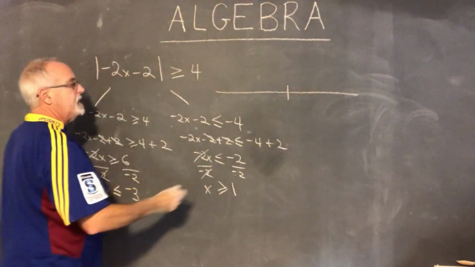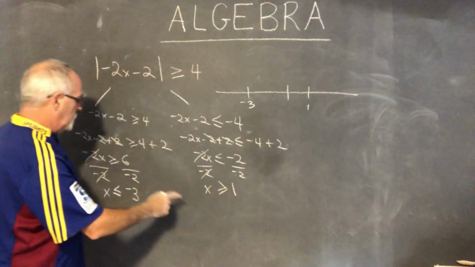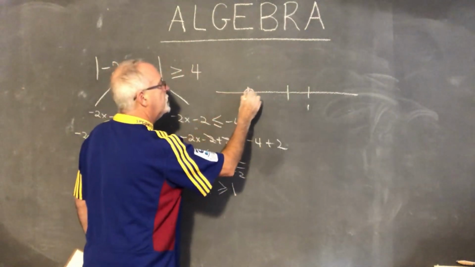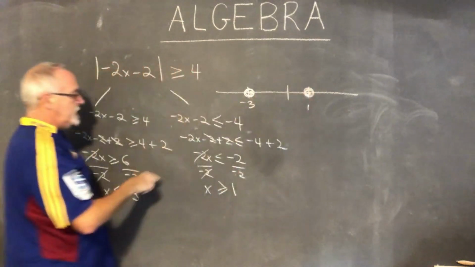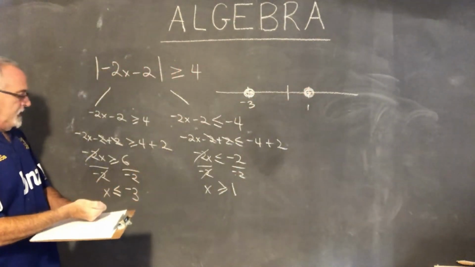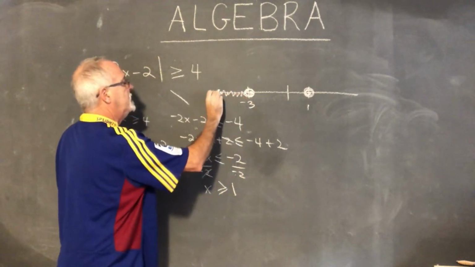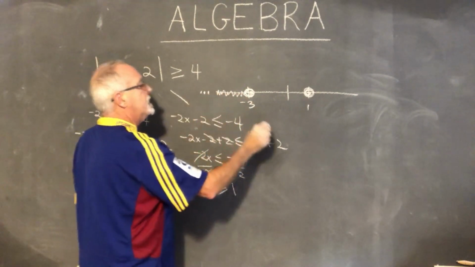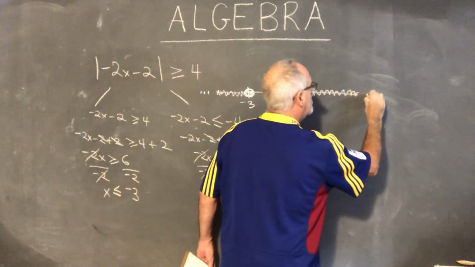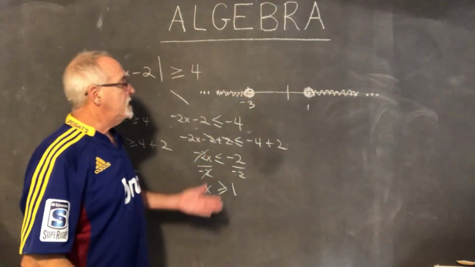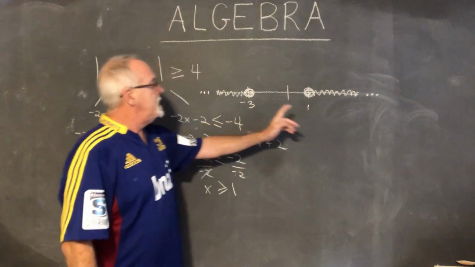I want a 1 and a negative 3 to show. There. I want circles on both of them, and in fact I know they're both going to be filled in circles because it's an or equal to situation. The numbers less than or equal to negative 3 are over here. I shade. The numbers greater than or equal to 1 are here. I shade. If I'm not sure, I plug in some values just to test whether this makes sense.